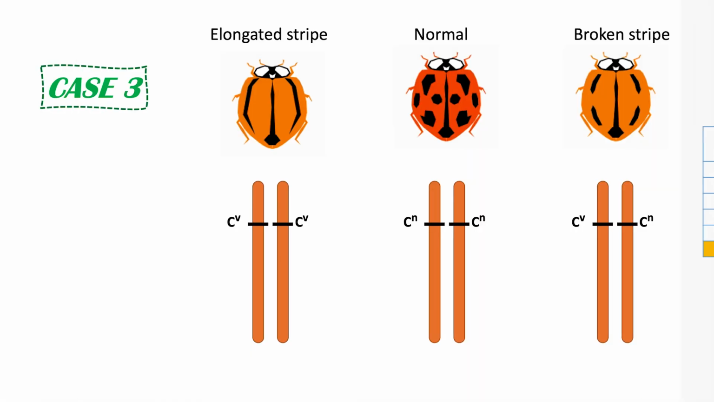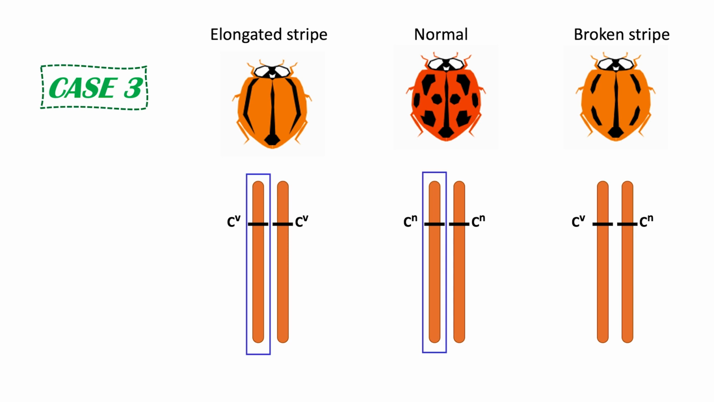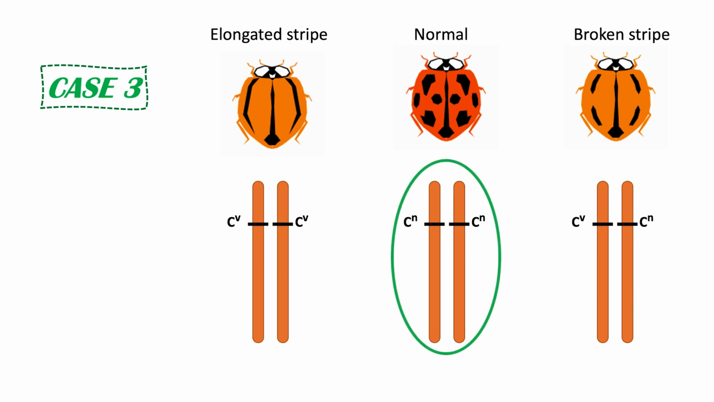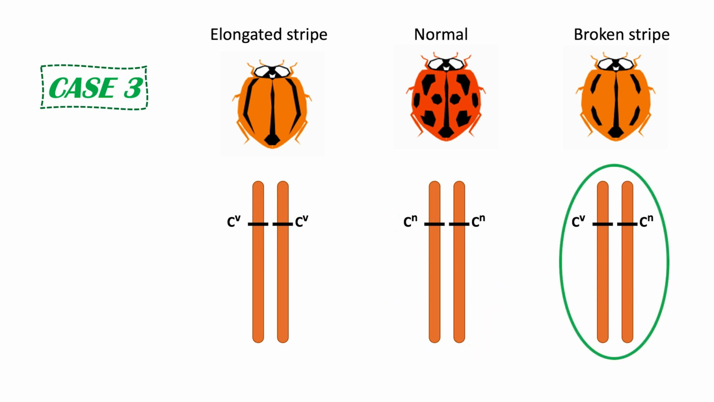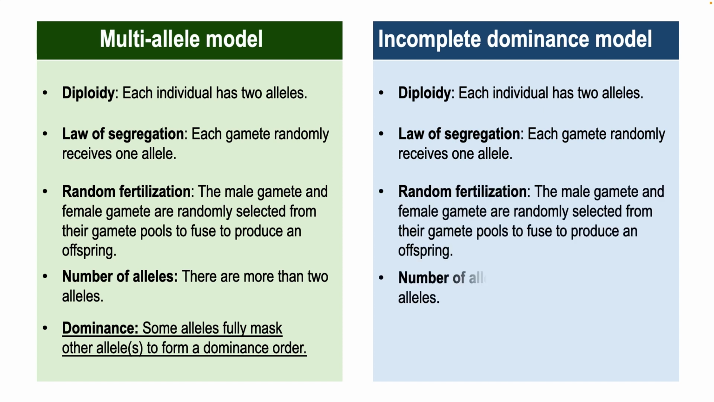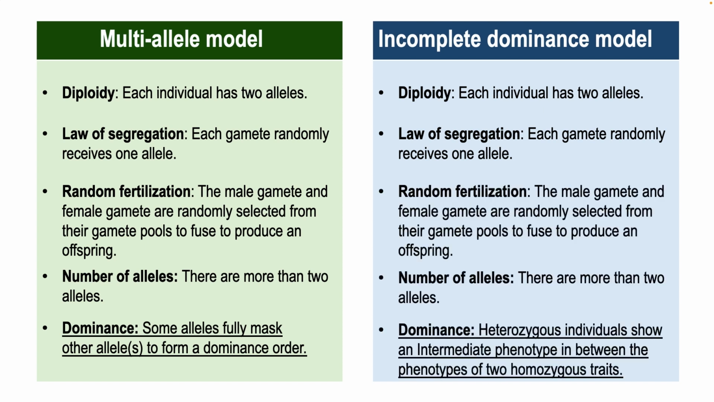Now, based on the computer evidence and the reasoning process, students may draw the following conclusions. Two alleles are involved in case 3. The homozygous genotype CVCV determines the trait of elongated stripe. The homozygous genotype CNCN determines the trait of normal color. And the heterozygous genotype CVCN determines the trait of the broken stripe. The broken stripe is the intermediate trait. We can clarify to students that the underlying inheritance model in case 3 is the incomplete dominance model.